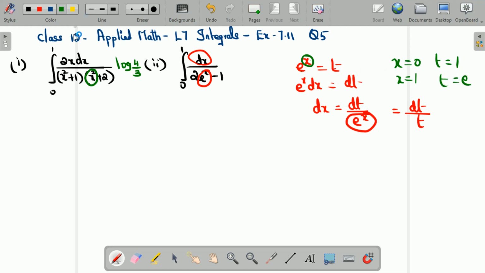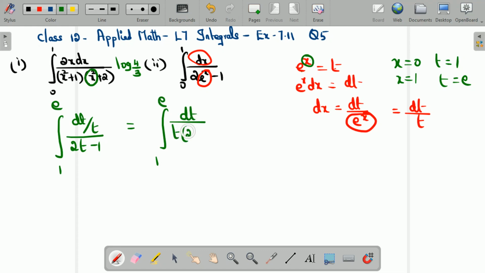So this integration will modify as integral between the limits 1 to e. The numerator will actually become dt by t, the whole thing into 2t minus 1. So if I modify, this is between 1 to e, dt divided by t into 2t minus 1. So this is in the partial fraction, so let's solve through that.